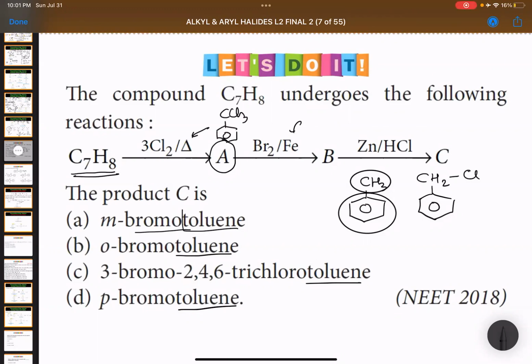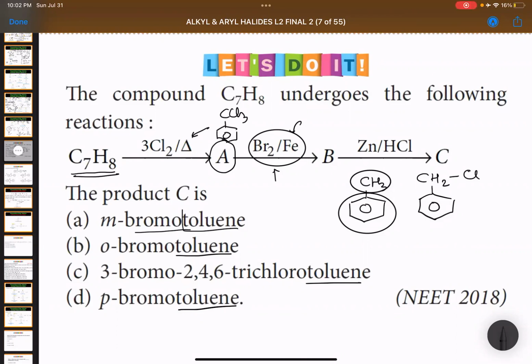Okay. Now this is bromination in the presence of Fe. Fe and Br2 will react and form FeBr3, the Lewis acid catalyst. Br plus will form. This is the electrophilic aromatic substitution reaction of the benzene ring.